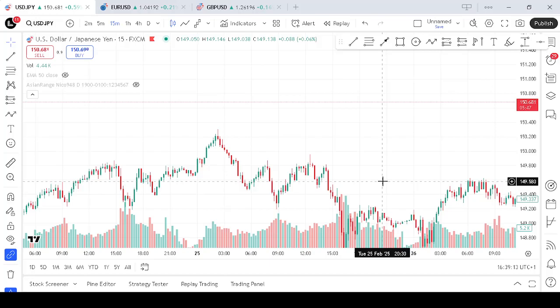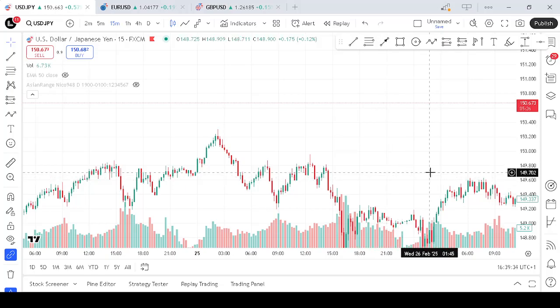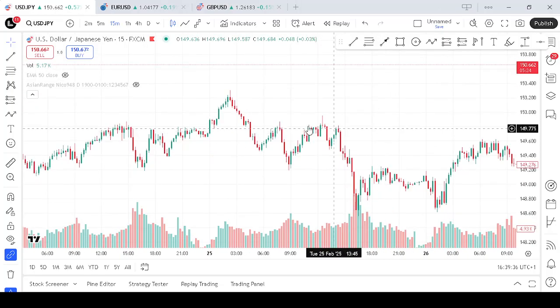To effectively use this strategy, you need to identify the open range, which is typically defined as price movement during the first 30 minutes of trading. This range helps you understand where the market is consolidating before making a decisive move. This is an example.